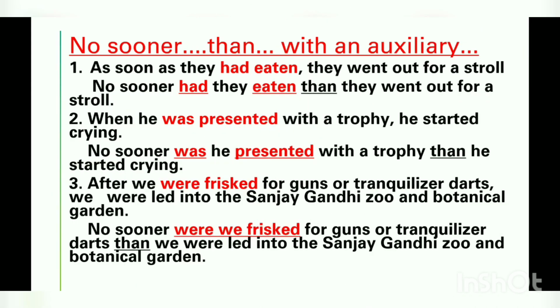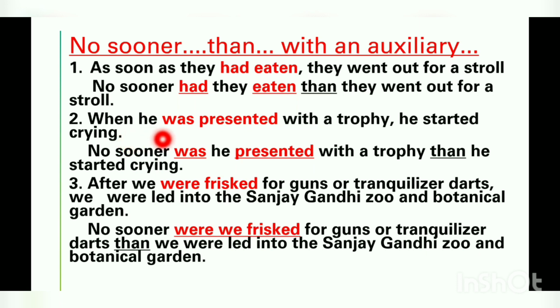Now, no sooner than with an auxiliary. We have seen all the ones without auxiliary. Now, we are going to see the ones with auxiliaries. So, as soon as they had eaten, you can see here we already have an auxiliary. So, we are going to use this same auxiliary. We are not going to leave it. So, they went out for a stroll. No sooner had they eaten than they went out for a stroll. The meaning doesn't change, but the sentence form changes.